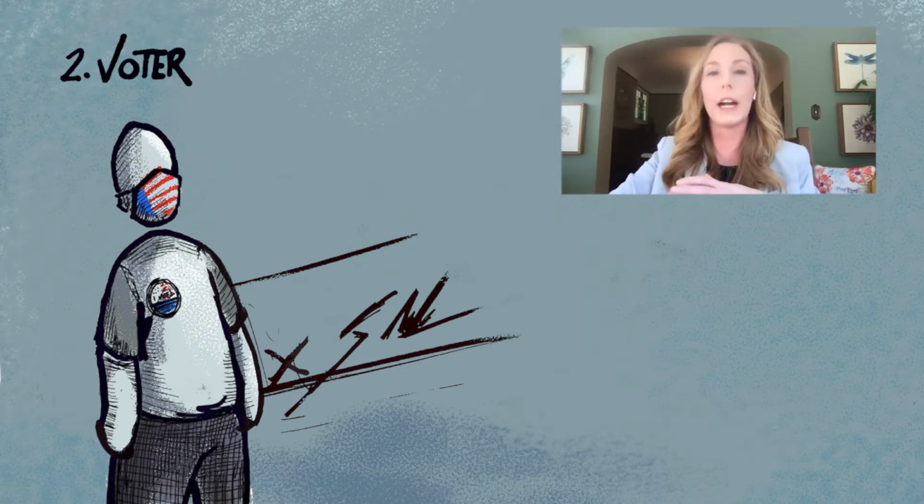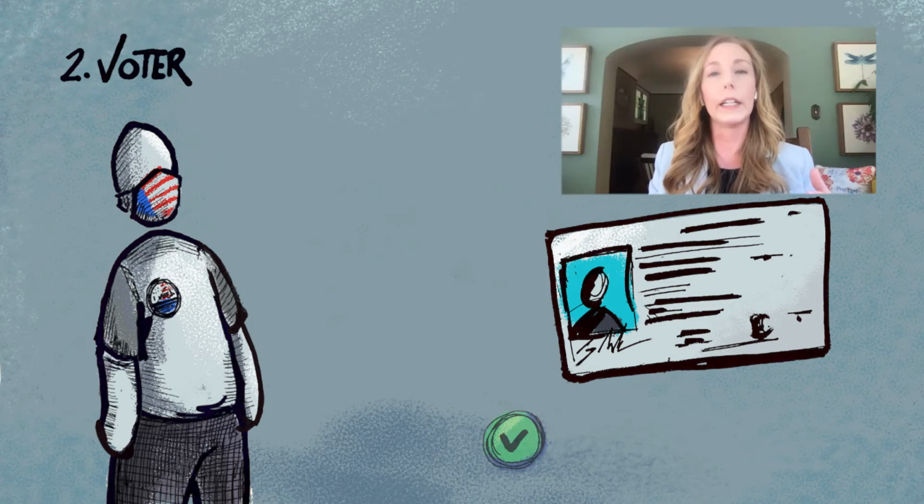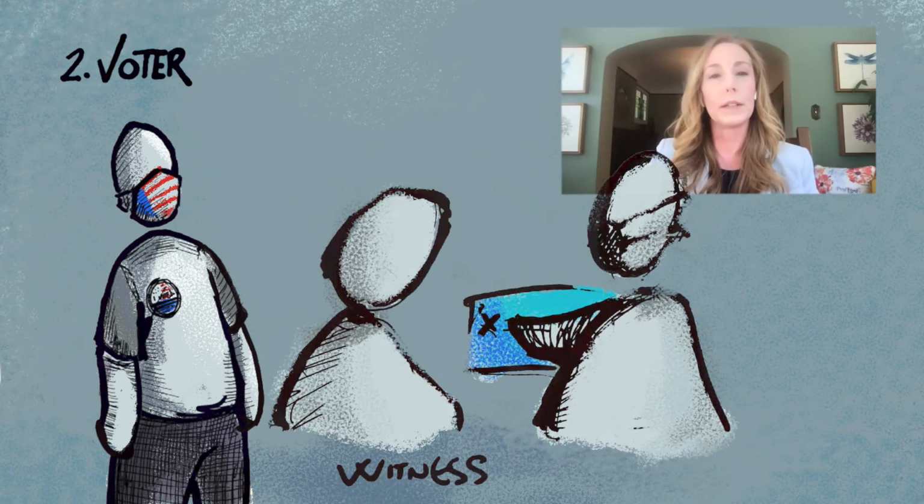The signature on that declaration is often further verified, and Judd talked about the process in Colorado, where it's checked against the signature on file. Other states require identification information or a witness or notary signature.